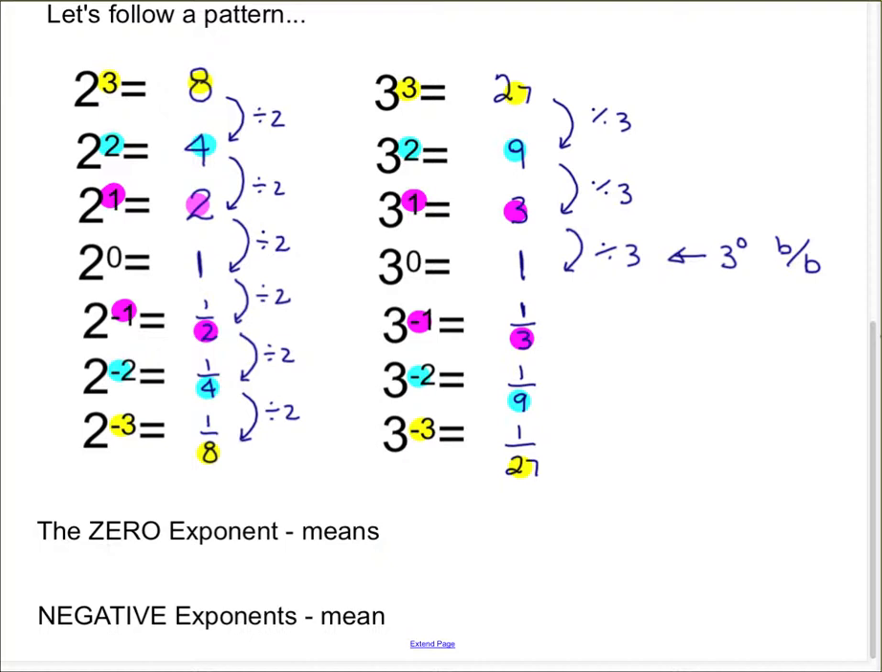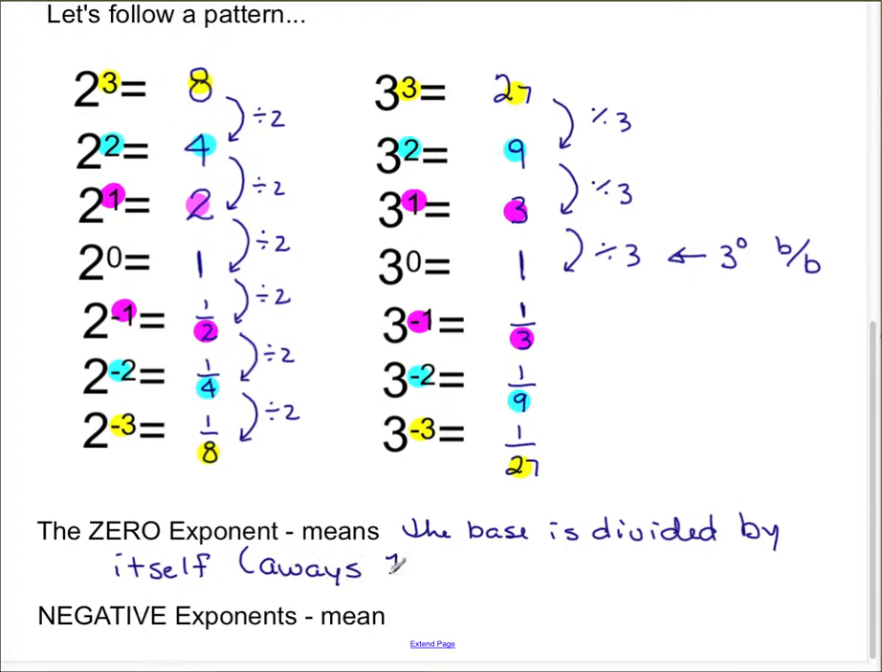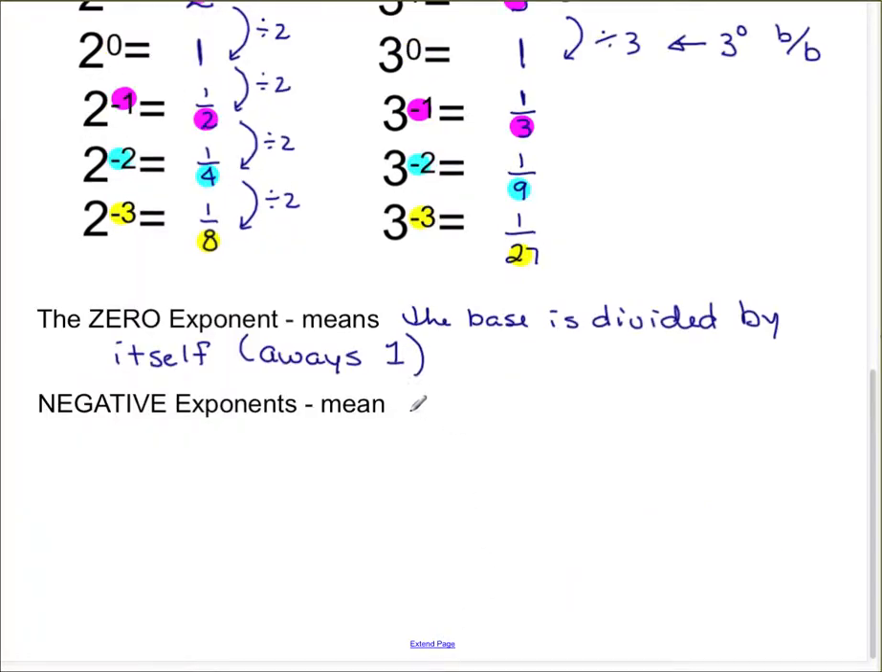The 0 exponent means the base is divided by itself. That's plain and simple. That's what it means. The base has been divided by itself, and it doesn't matter what that base is, it is always 1. A negative exponent means repeated division.